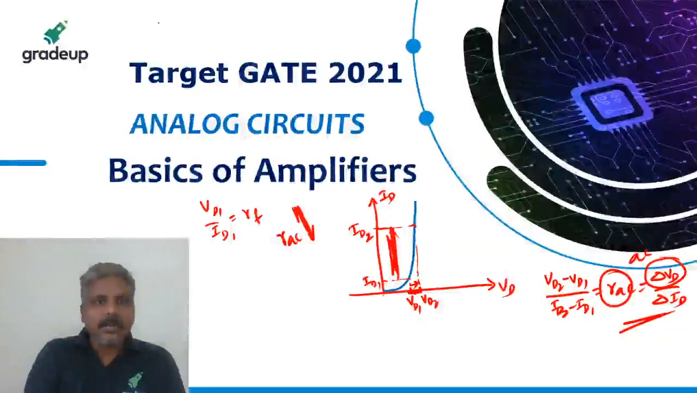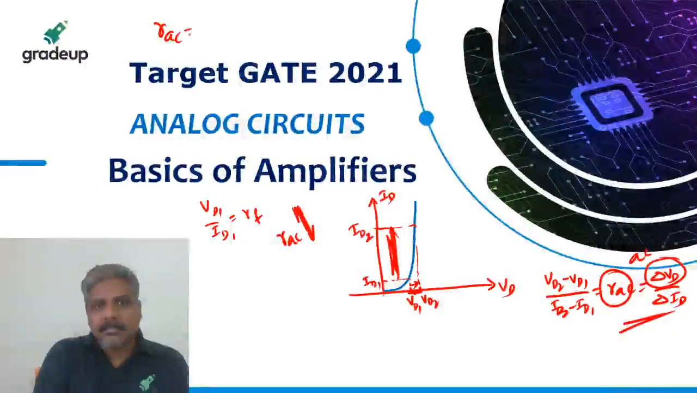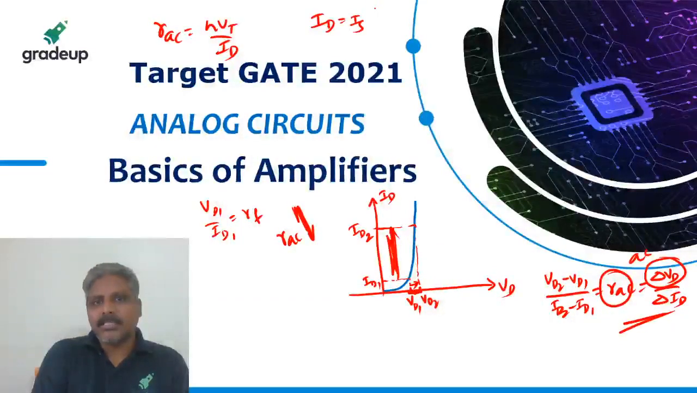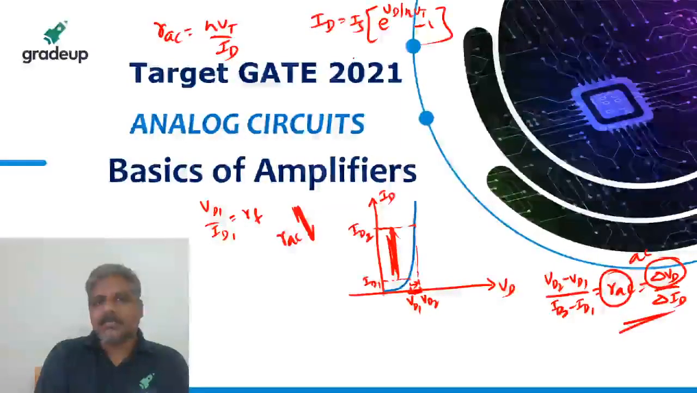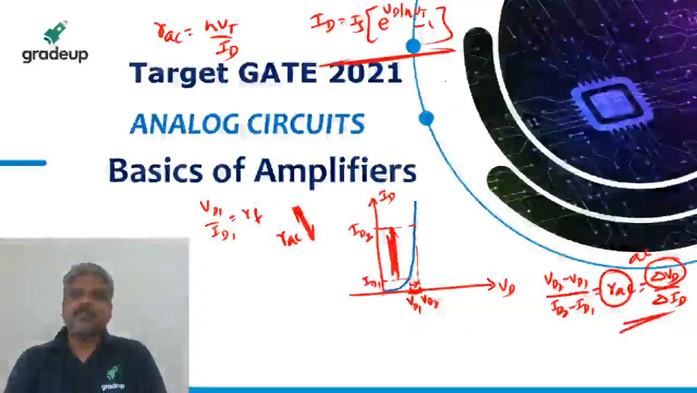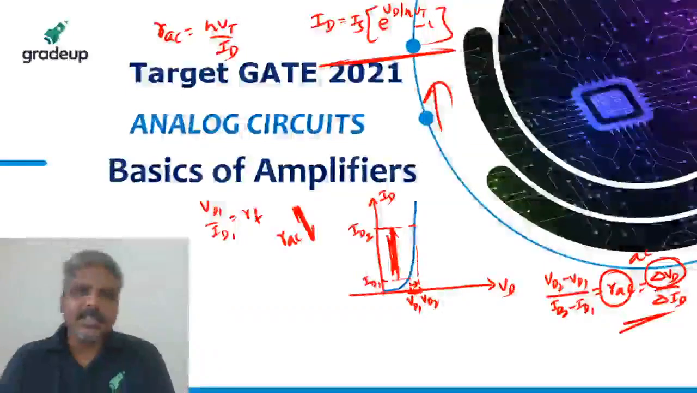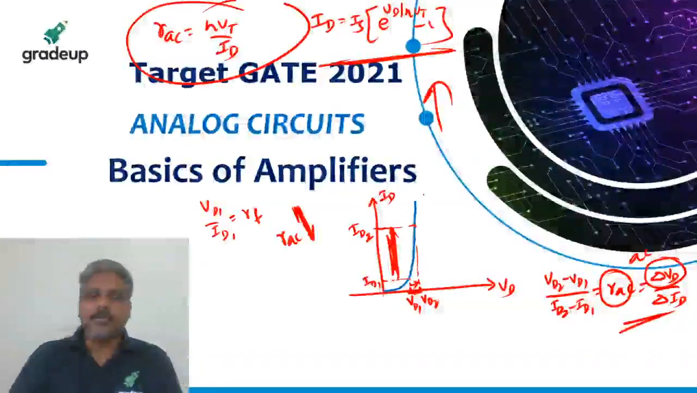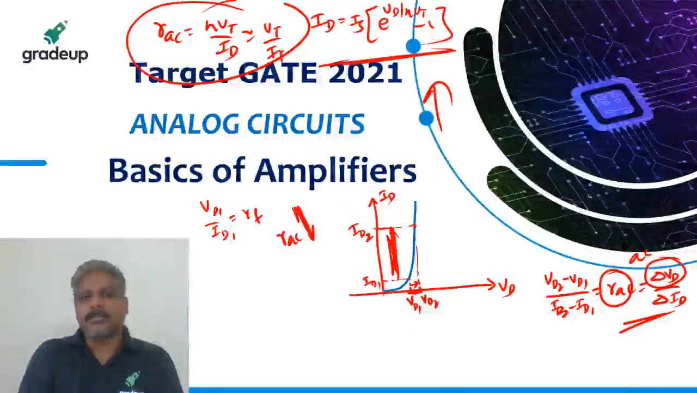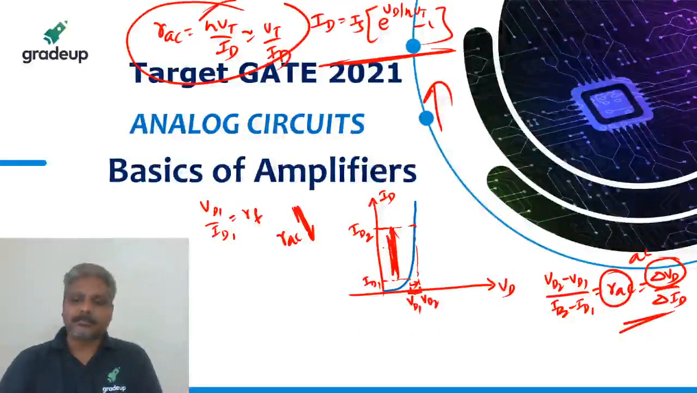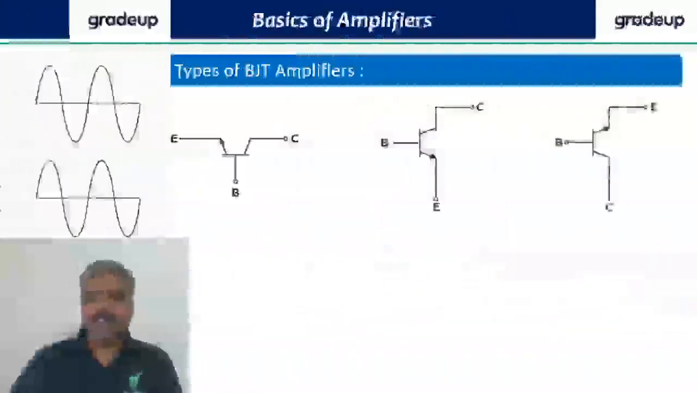How is rac equal to eta Vt by Id? You can derive it from the equation Id equals Is into e power Vd by eta Vt minus 1. Don't go for this now, it's not necessary. Directly take it; I need not prove it. Just remember this. You can take it as almost equal to Vt by Id also, because eta can be neglected. That is the point I am telling you here.